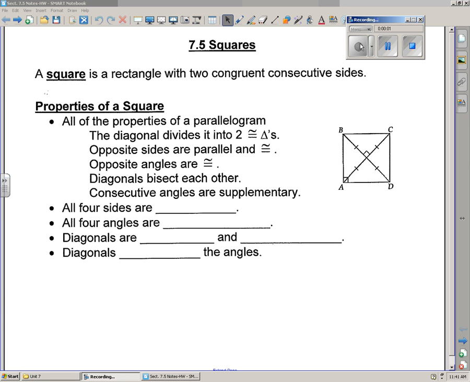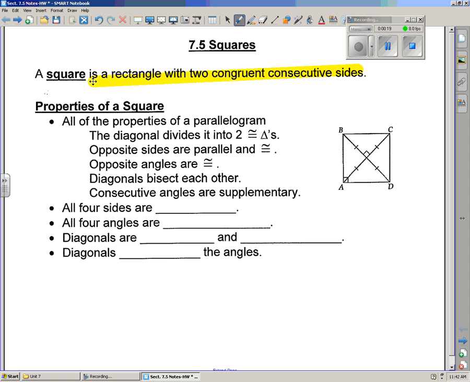So today's lesson is going to be talking about squares, and a square is a rectangle that has two congruent consecutive sides. So we talked about a rhombus yesterday being a parallelogram with two congruent consecutive sides, but today it's going to be a rectangle, so it's got to have right angles. So the properties of a square are all the properties of a parallelogram.